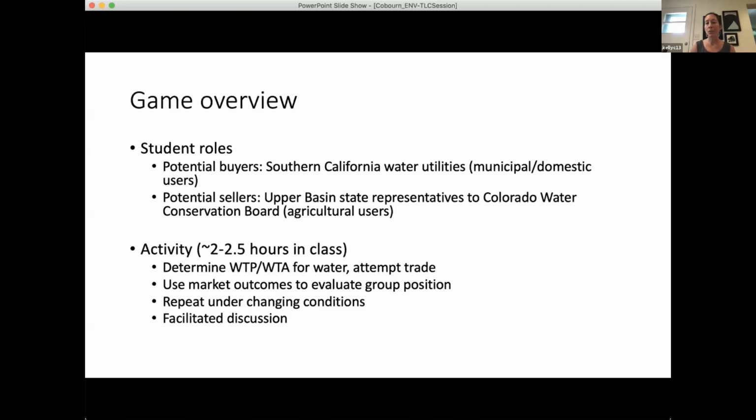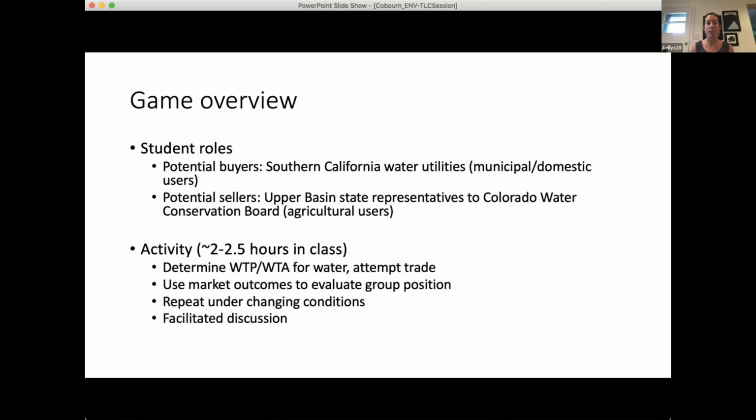And then I assign other students the role of potential sellers who represent upper basin states, who are representatives on the Colorado Water Conservation Board. And these actors are going to represent agricultural users of water. This activity takes about 2 to 2.5 hours in class.